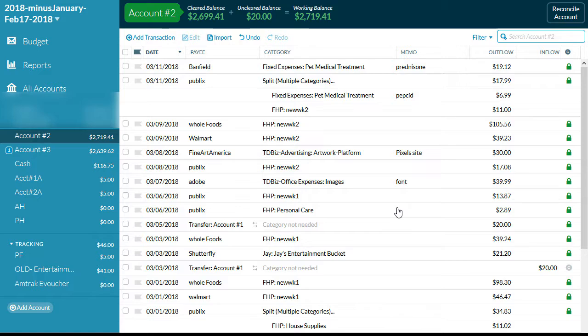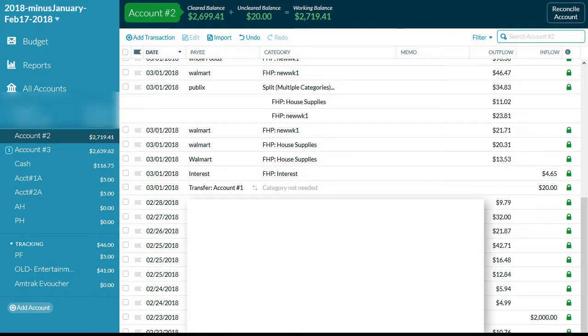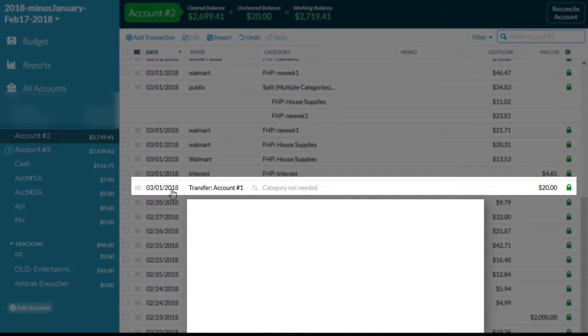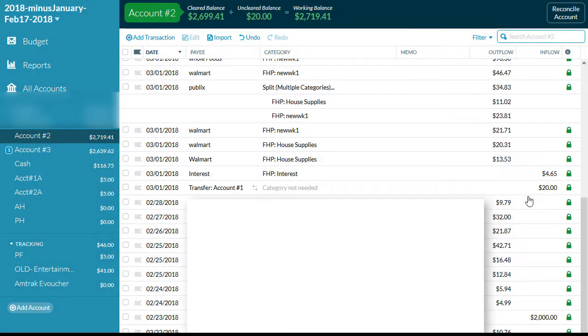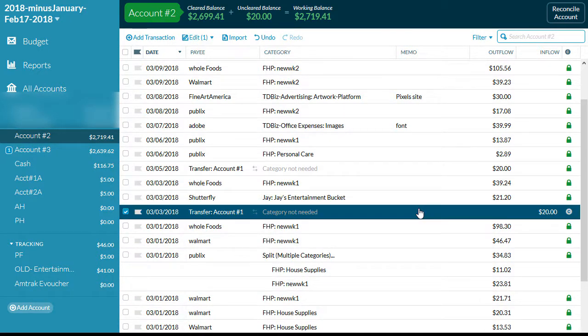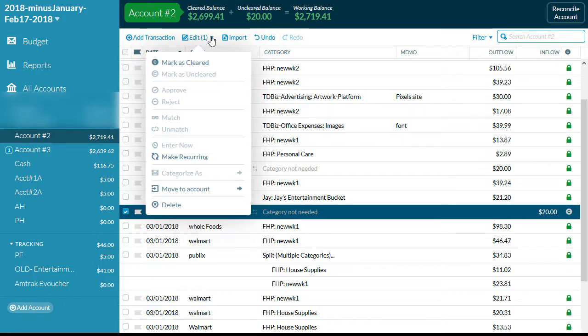So when I scroll down, well, there it is. March 1st, not the 3rd, the transfer for $20 came in, and it's reconciled. I'm a little boggled by that because I know it's automated, but I can make a mistake. And I'm going to show you what I mean about automating the transaction in a second. So what we're going to do first is delete this because it's a duplicate. I know it's a duplicate because I know I only transfer the money in once a month. So that's the end of that.